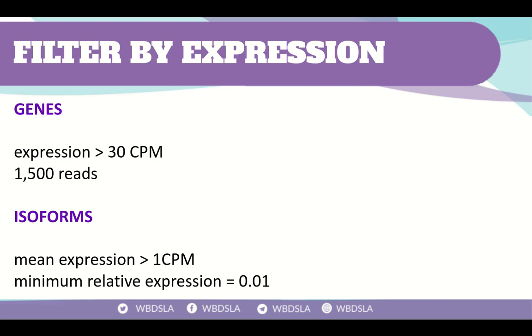We kept genes with at least 30 CPM per condition and 1,500 reads across all the samples of each sub-experiment, and isoforms with an average expression per condition of at least 1 CPM and a minimum relative expression of 0.01 across all the samples of each sub-experiment.